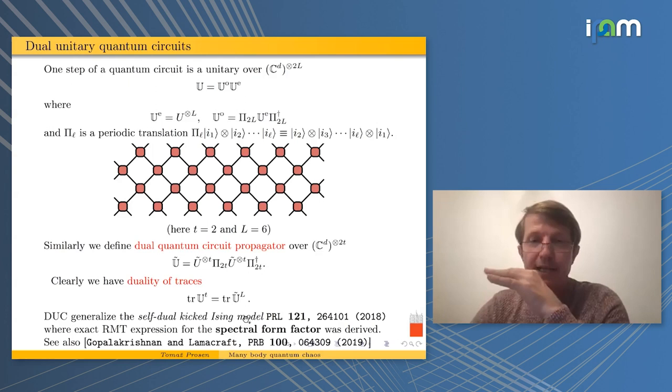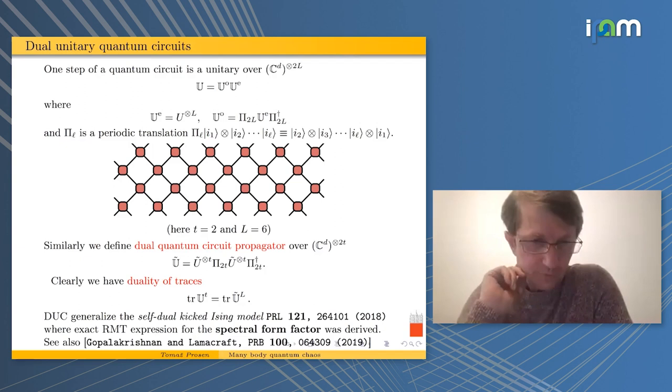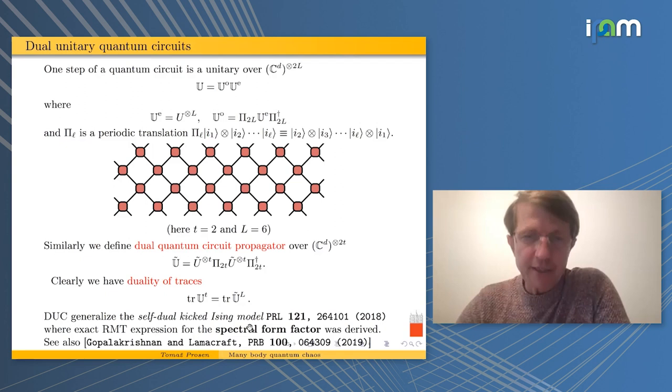But that result was actually based on the fact that we could use this duality of traces to express the spectral form factor, which I will show you in the next slide, in terms of traces of the propagators. And a similar interpretation of our first result in terms of dual unitarity was also put forward by Sarang and Austin in 2019 in this reference.